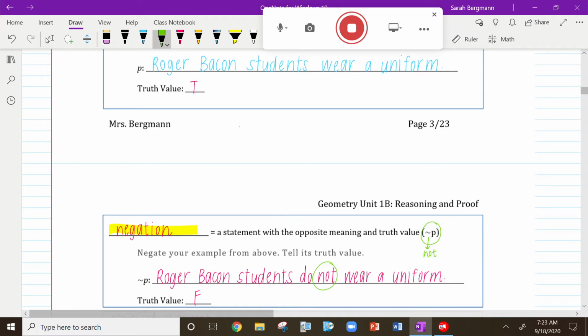Since my truth value before was true, the negation is always the opposite. This is false. So Roger Bacon students do not wear a uniform. That's a false statement.